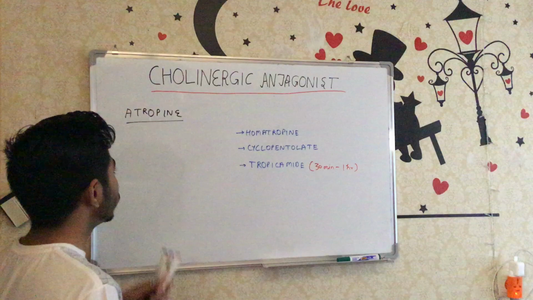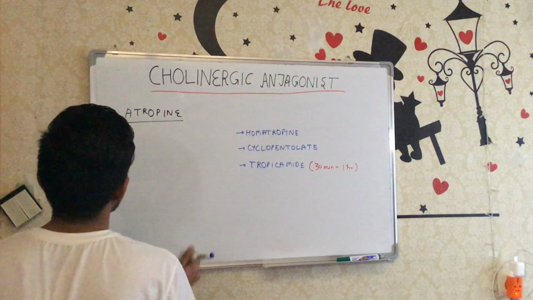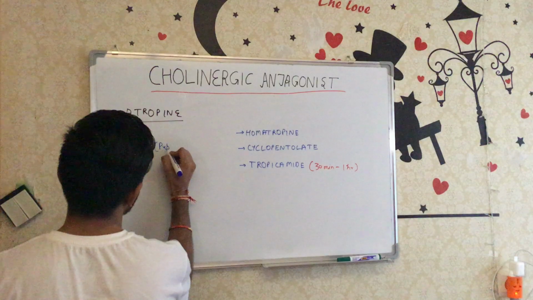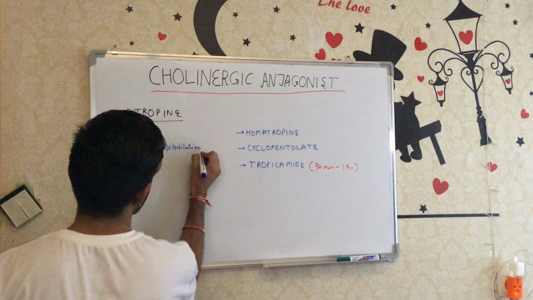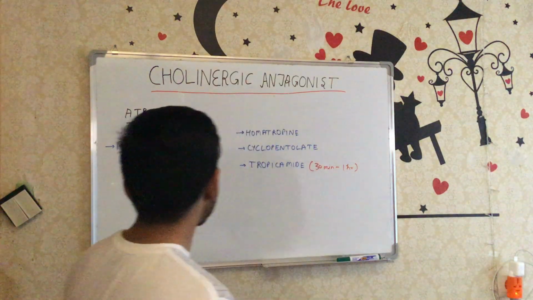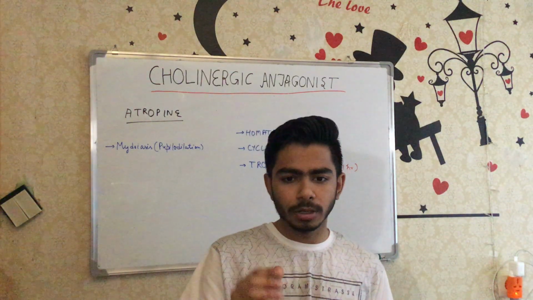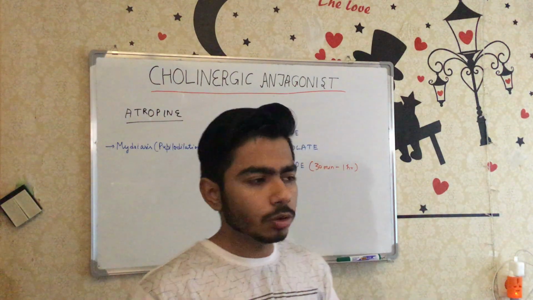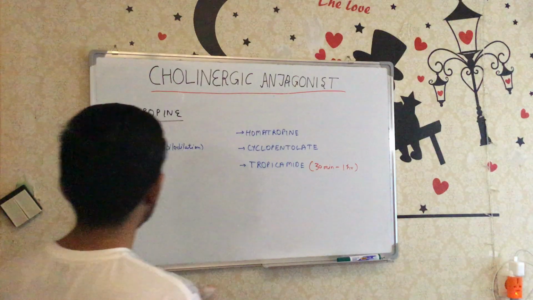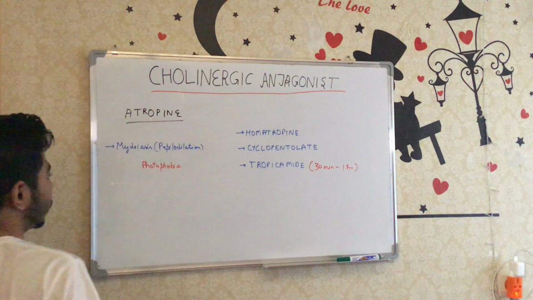Now, if we talk about the pharmacological actions of atropine, it causes mydriasis, which is also called pupillary dilation. Actually, it causes the dilation of our pupil as far as our eyes are concerned. Due to the pupillary dilation, patients complain of photophobia, because as the pupil dilates, more and more light will enter into the eyes. So patients using atropine have the complaint of photophobia, because they won't like much light entering their eyes.